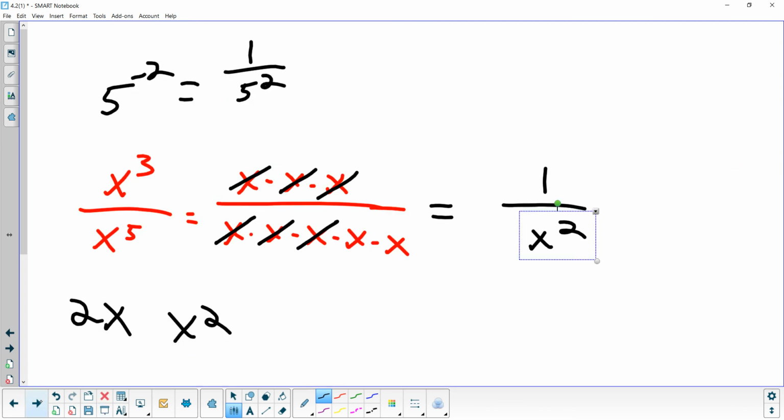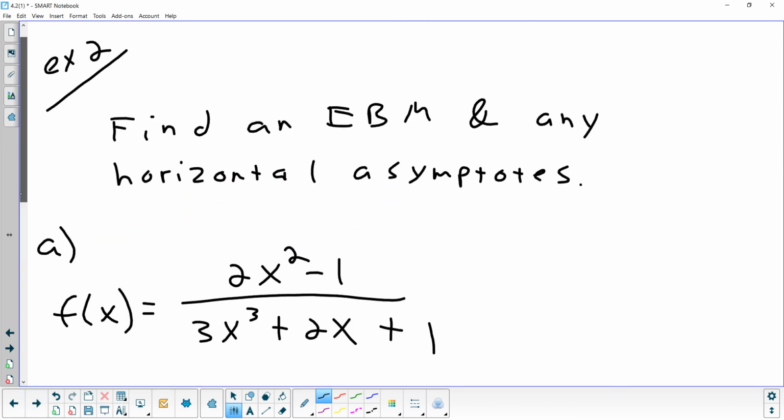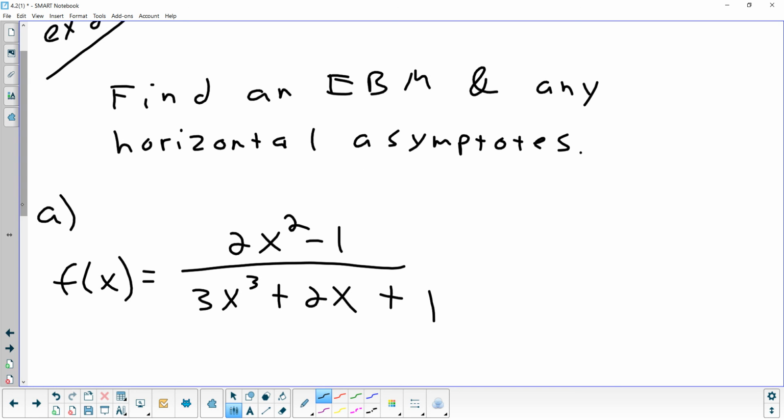All right, so let's try finding the EBM for f of x. And once you find the EBM, that's how you do the horizontal asymptote of a rational function. Because think about what EBM stands for. End behavior. The asymptote tells me what's happening to the behavior of the function at the end of it. So that's exactly what the EBM does. All right. So EBM.